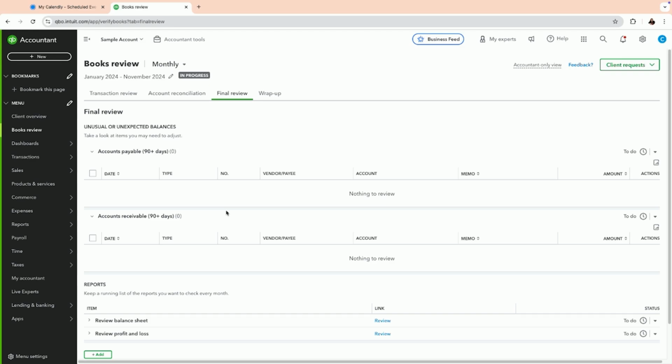All right. The last thing that you need to do is to review your balance sheet and your profit and loss and make sure that everything is correct. What kind of errors am I looking for in the profit and loss?